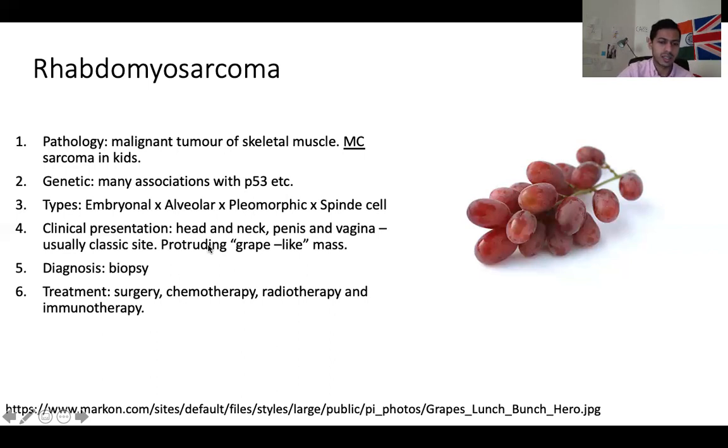Usually it tends to present in the head and neck, and it can also affect the genital system, so the penis and the vagina. It's more common in the vagina, and sometimes what we can see is a protruding grape-like mass from the vagina, which is very significant. Diagnosis is usually a biopsy. Treatment, so this is a multidisciplinary approach once again, so it's usually surgery, chemo, radiotherapy, and immunotherapy.